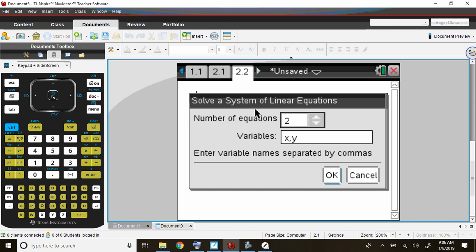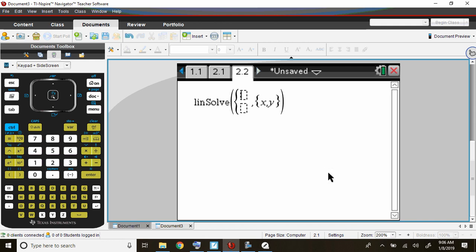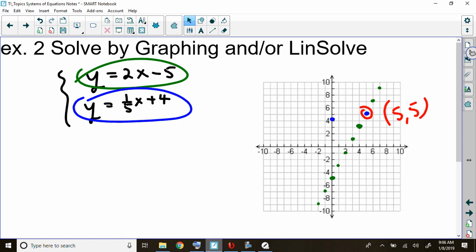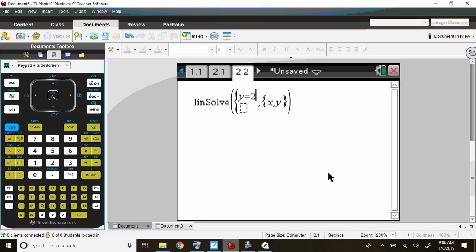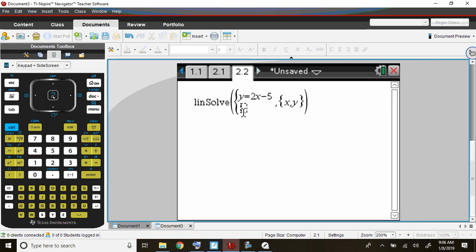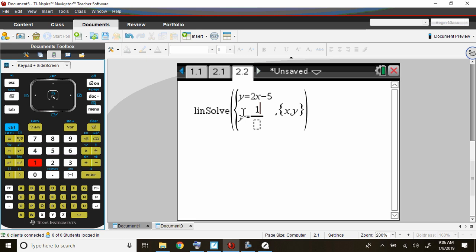There are two equations, the variables are x and y. We'll click OK. And we can punch in both equations just as they appear. We're going to have to type these with our keyboard. Y equals, it was 2x minus 5, I believe, right? So y equals 2x minus 5. The second equation is y equals 1/5 x plus 4.